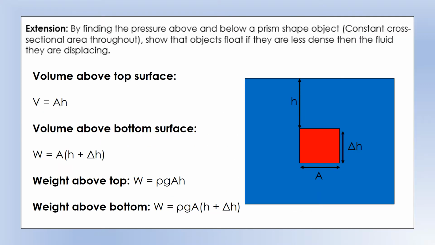Okay, so just looking at a bit of an extension thing here, seeing if we can actually show something that we've used. By finding the pressure above and below a prism-shaped object, and all that means is constant cross-sectional area, show objects float if they are less dense than the fluid they are displacing. So what we've got in here is an object with certain dimensions that I've labelled in some kind of fluid which I haven't named at a depth h below the surface.